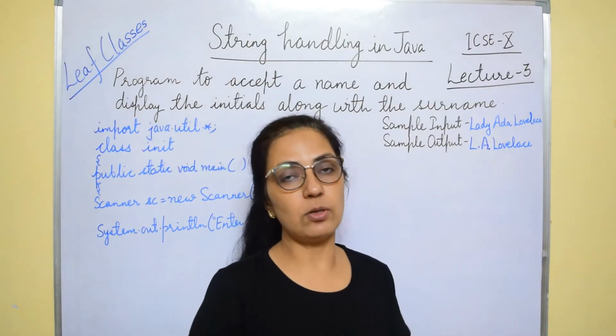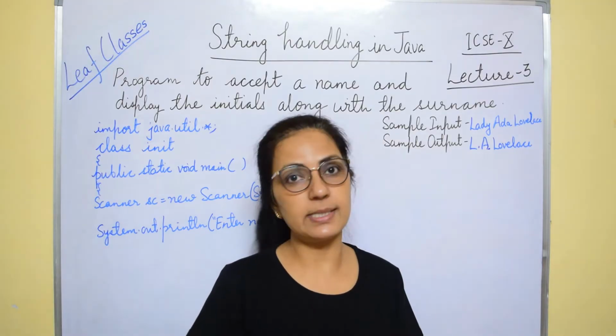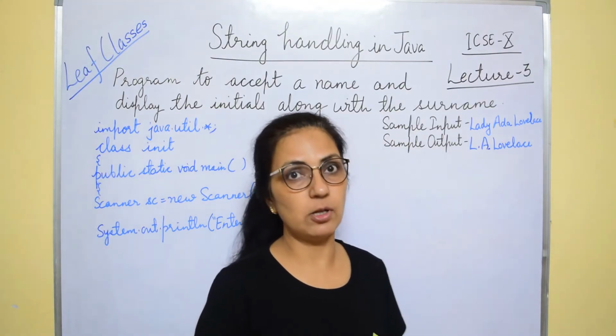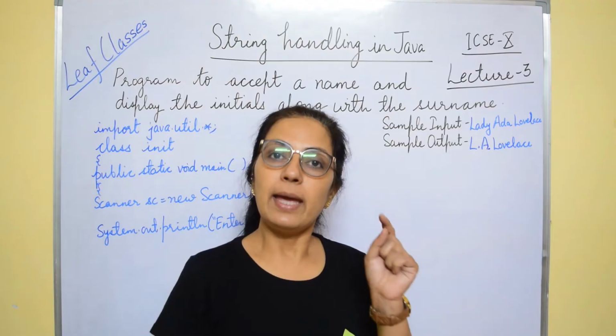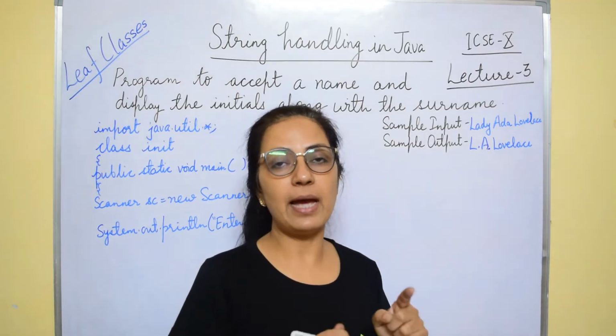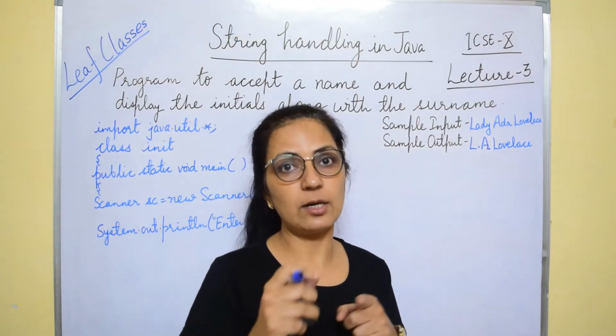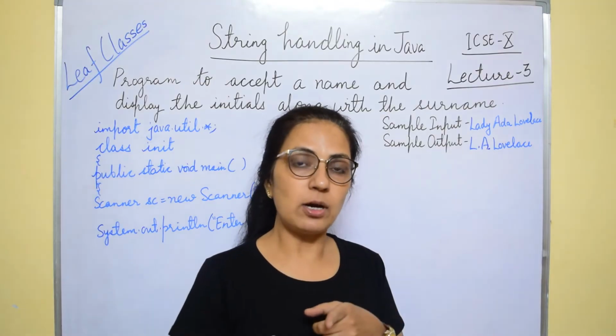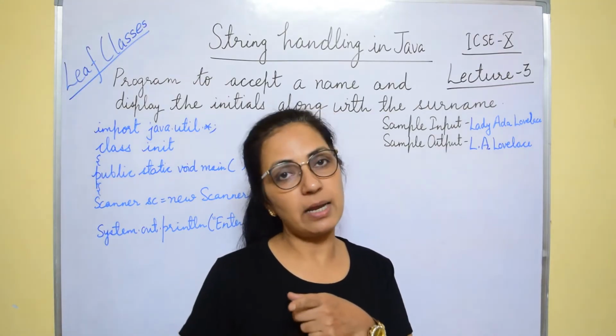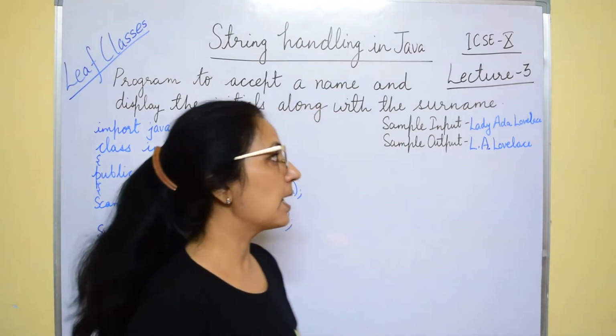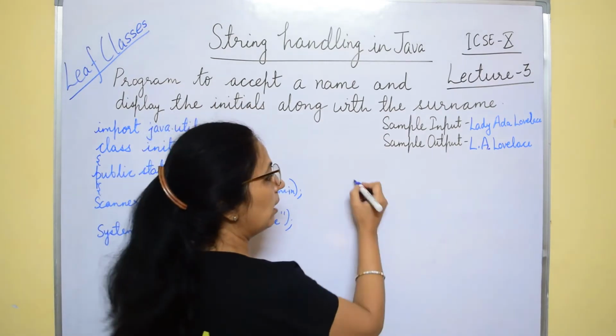The name which the user is entering can be a two-word name, a three-word name, or even a five-word name. So except the last word, we have to print the first character of each word, then the dot symbol, and the last surname will be printed after a space. So let me first explain the logic.